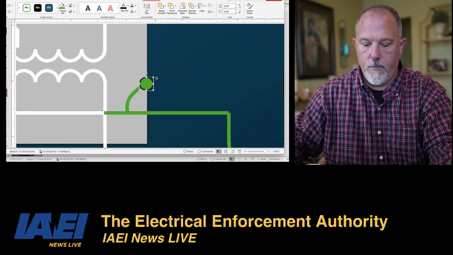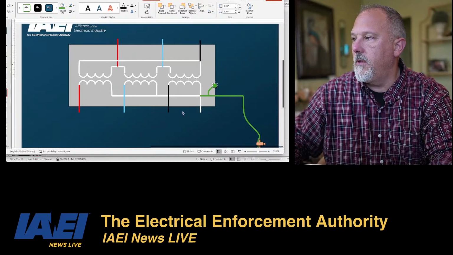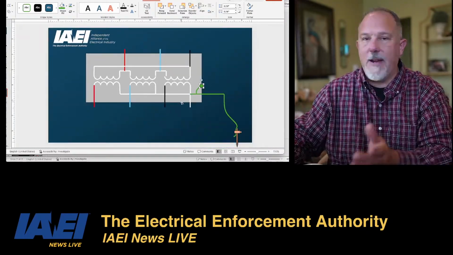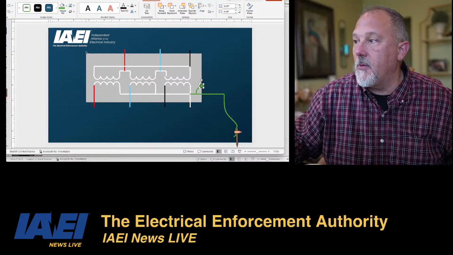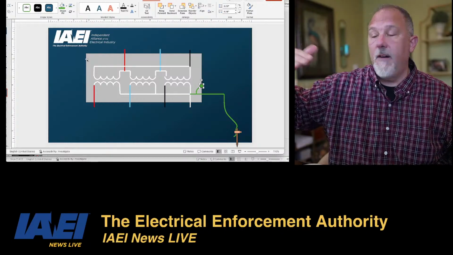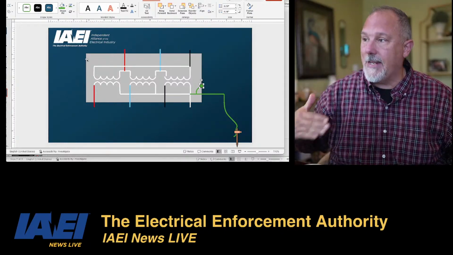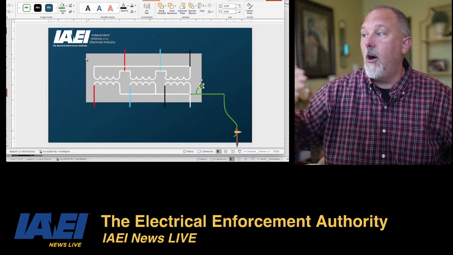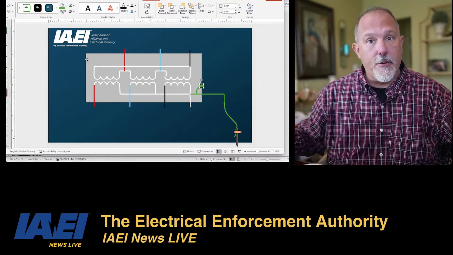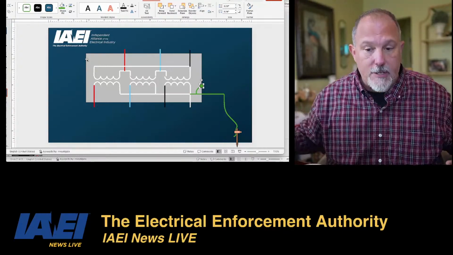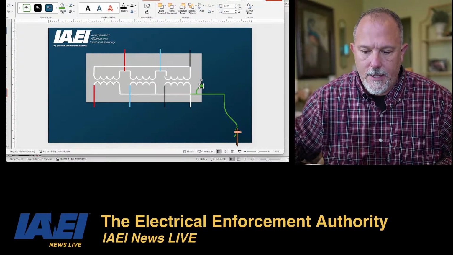All right, so I've got my separately derived system. I have complete separation of the line side of that transformer from the secondary side of that transformer. On the secondary side, I go to ground. I connect it to my grounding electrode system.